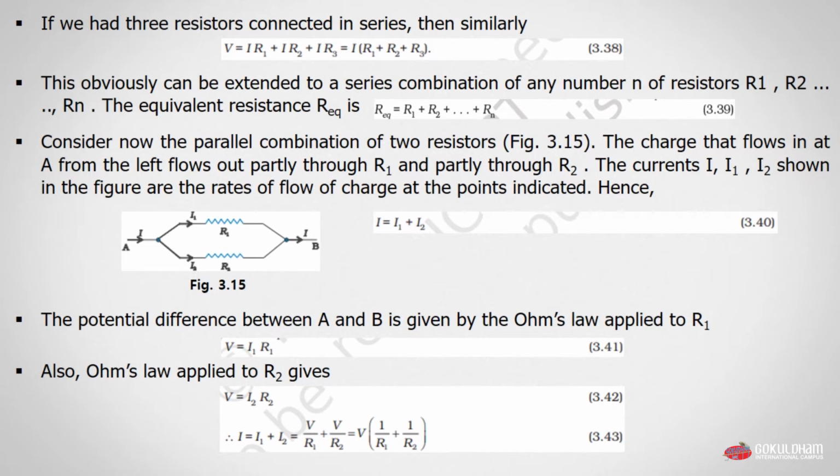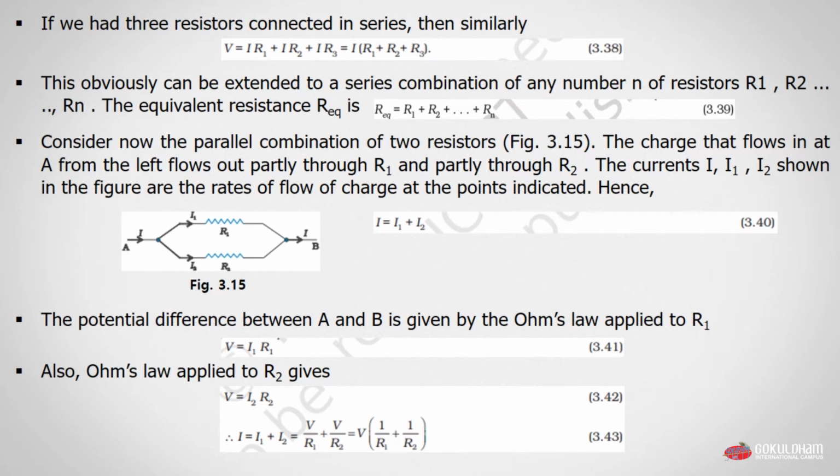Means the electric current flowing through the first resistor and the second resistor, I1 and I2, is indicated as the rate of flow of charge, and the current coming out of the combination is I, and from that we can say that I equals I1 plus I2. Means we get I from the combination of current from R1 and current from R2. So we can say I equals I1 plus I2, which is our equation 3.40.